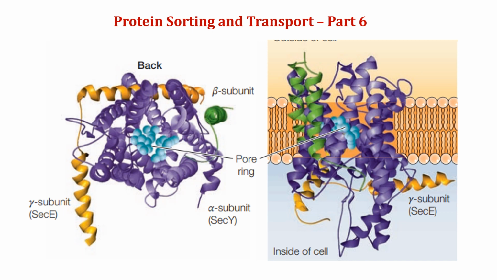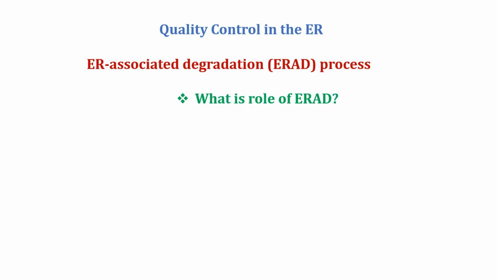Today in this lesson we are going to understand quality control in the ER. Quality control is how unfolded proteins are degraded. Many proteins synthesized in the ER are rapidly degraded because they fail to fold correctly. Protein folding in the ER is slow and inefficient, and many proteins never reach their correctly folded conformation. Such misfolded proteins are removed from the ER by a process referred to as ER-associated degradation.